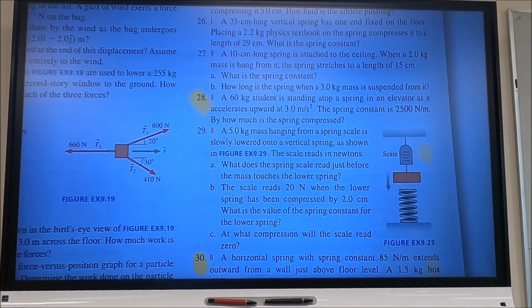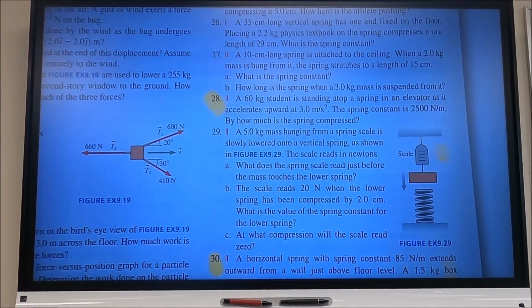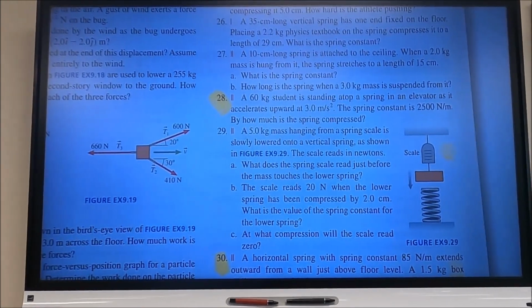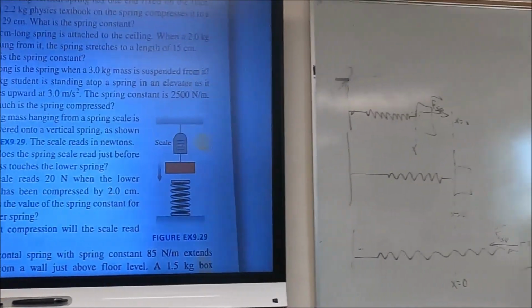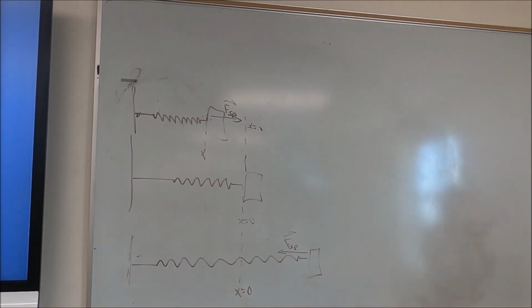Now guys, there is another problem hidden in here, okay? Namely, that student is standing on a spring that is accelerating. So I've got to calculate essentially what the force that the spring has to apply based on the fact that my system is accelerating. All right, so they pulled a sneaky on you, so be careful here. All right.